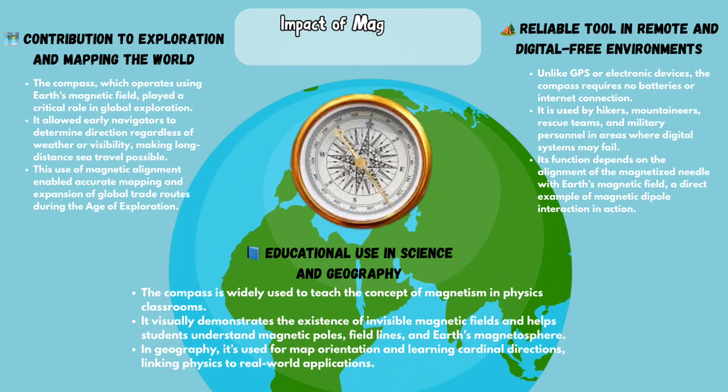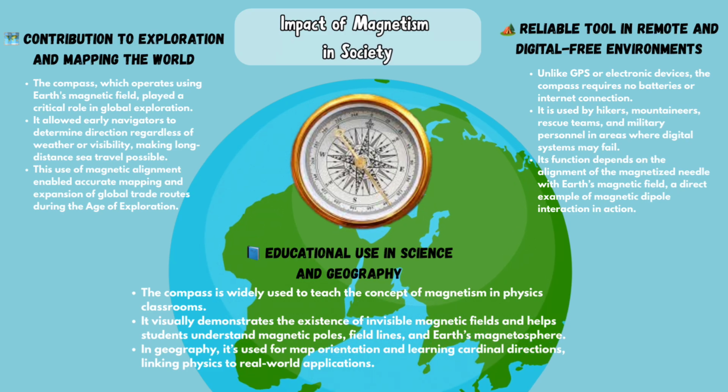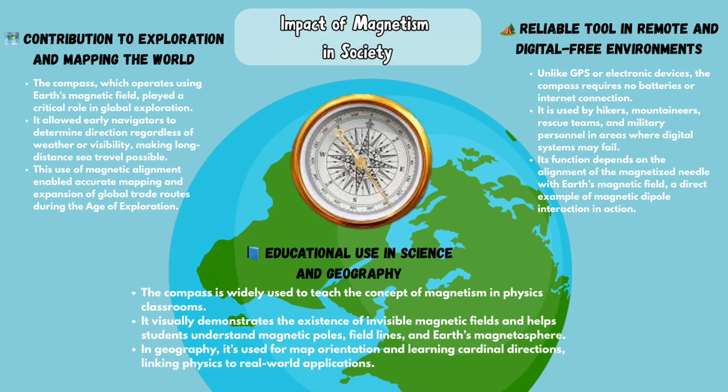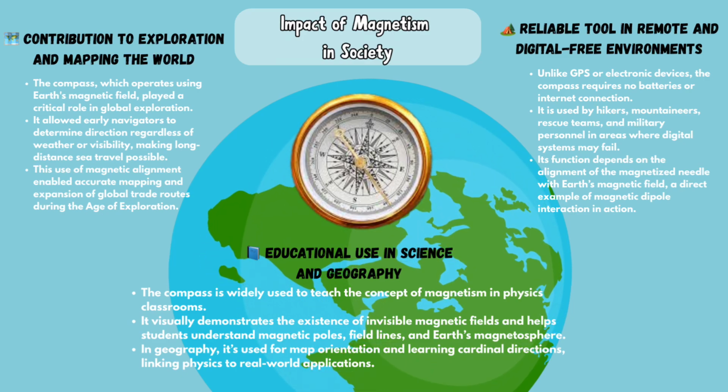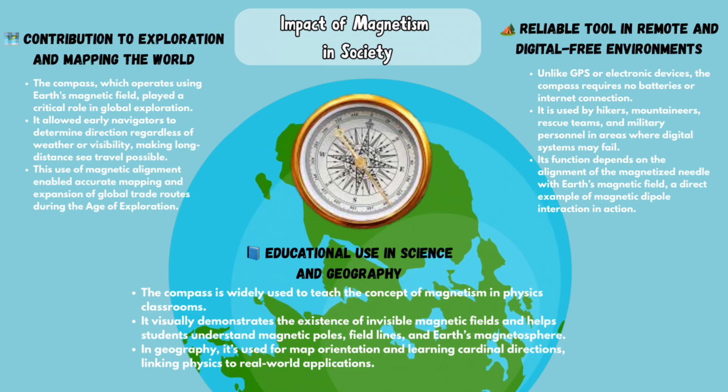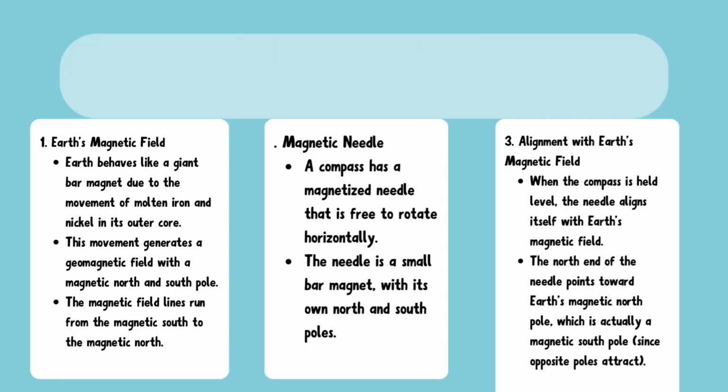We can see the impact of magnetism in society in three aspects, which contributed to exploration and mapping the world, a reliable tool in remote and digital-free environments, and educational use in science and geography.